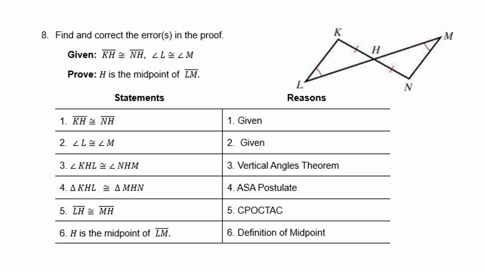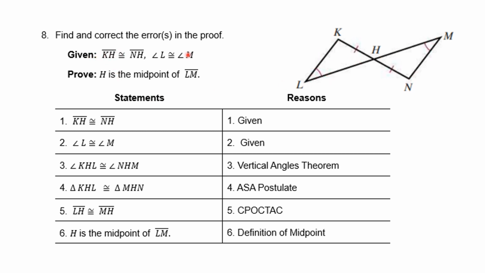All right, so here we've got one that's a little bit different. It just says find and correct the errors in the proof. So they're giving you a completed proof, and they're telling you that there may be one or more errors in this proof, and we're supposed to find and correct those errors. All right, so here we have a little diagram. Kind of looks like a butterfly, giving butterfly vibes.